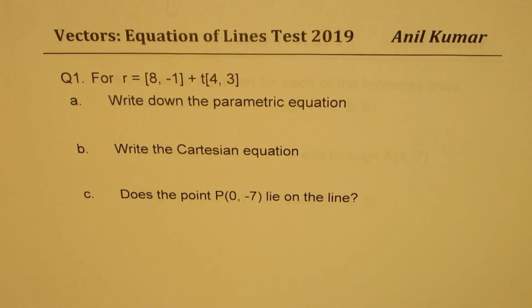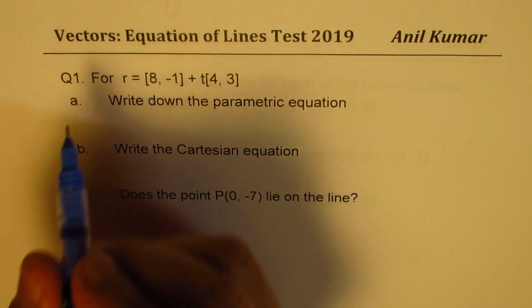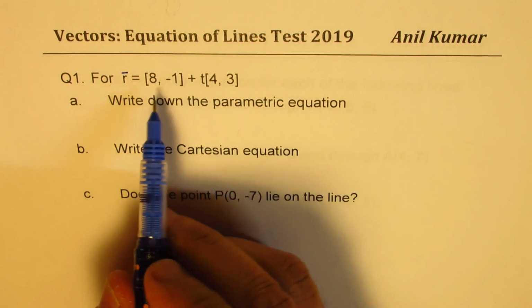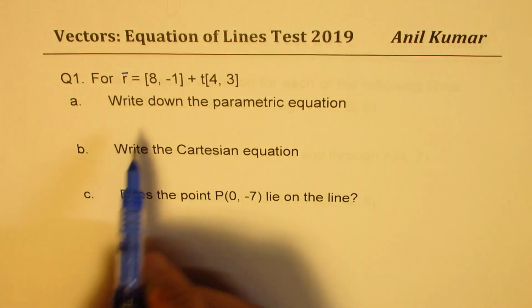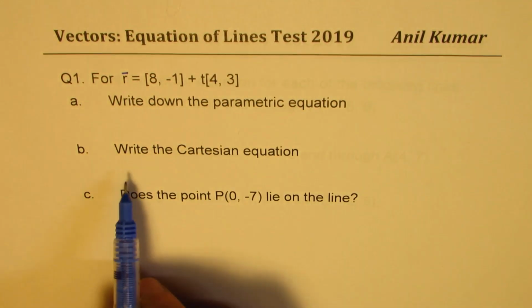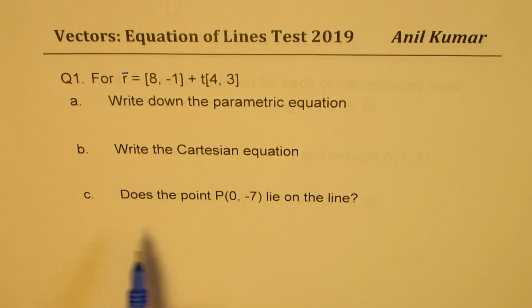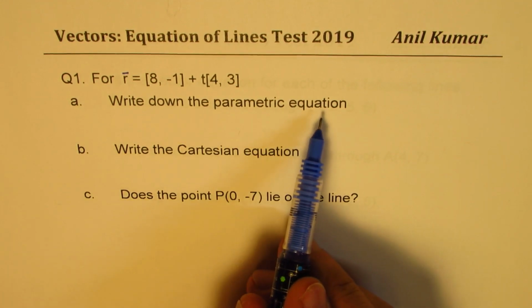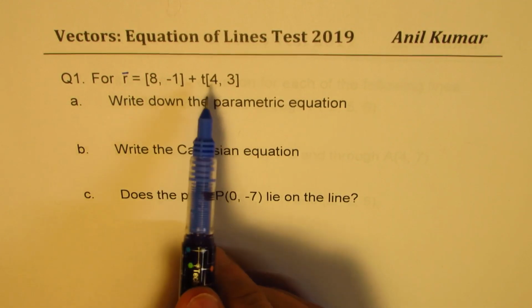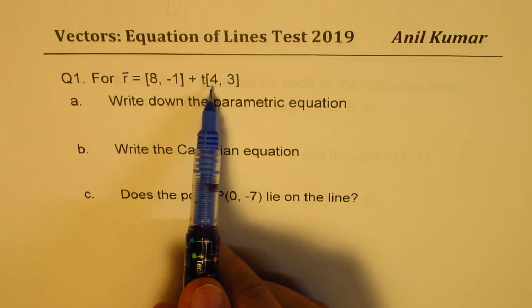Now let us take the solutions of these questions. Question number 1. For the line r equals (8, -1) plus t times (4, 3), write down the parametric equation, write the Cartesian equation. Does the point (0, -7) lie on the line? So to convert to the parametric equation, we have to write x and y in terms of t. T is the parameter, right?